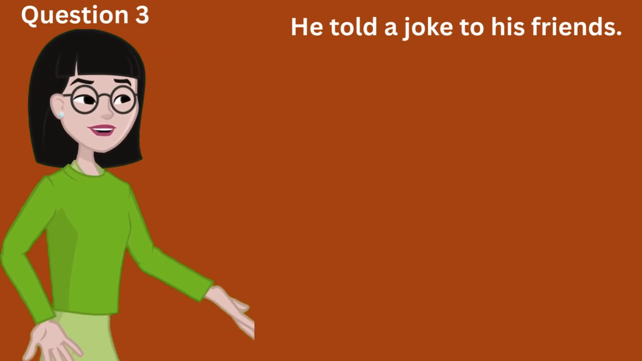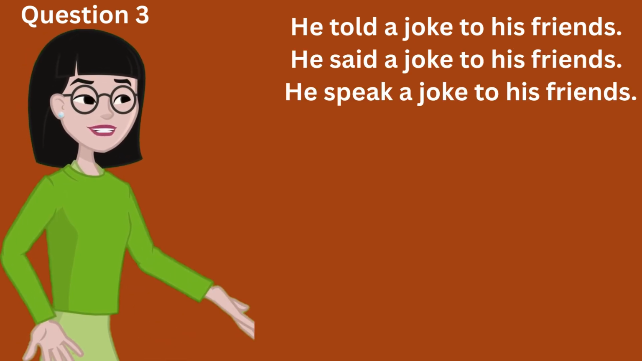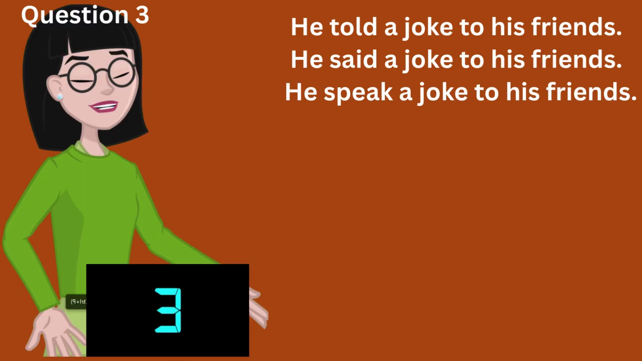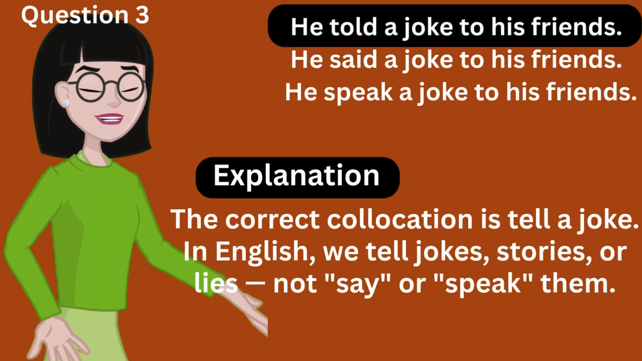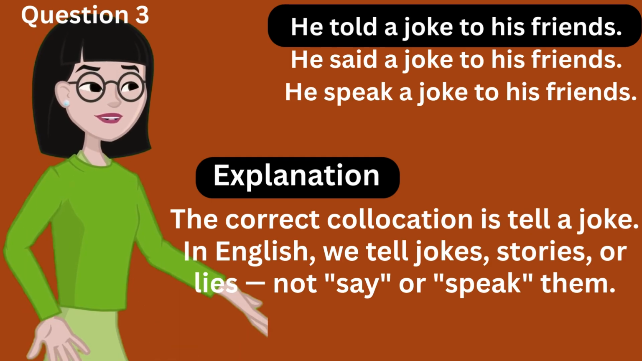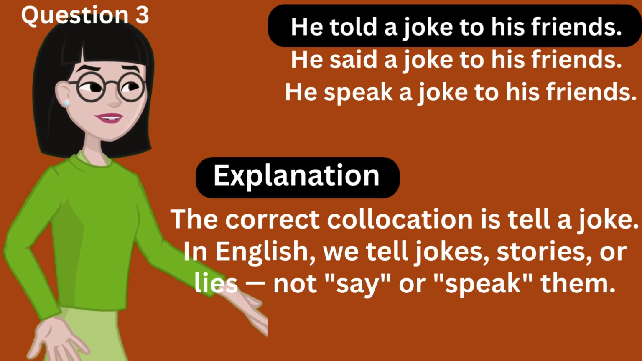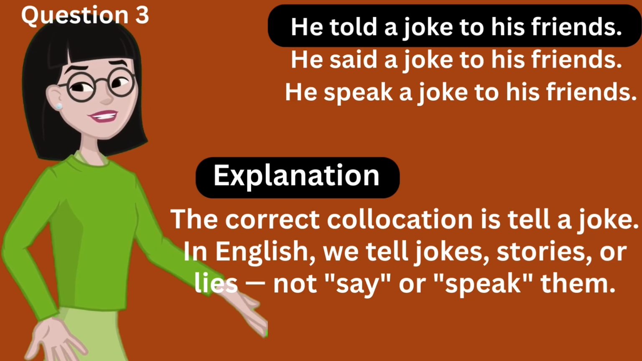Question 3. He told a joke to his friends. He said a joke to his friends. He speak a joke to his friends. The correct collocation is tell a joke. In English, we tell jokes, stories, or lies, not say or speak them. The answer is he told a joke to his friends.